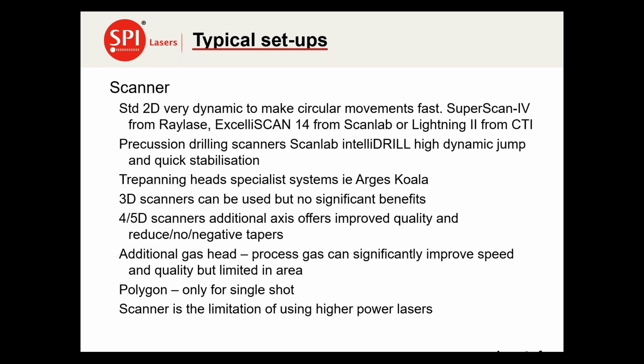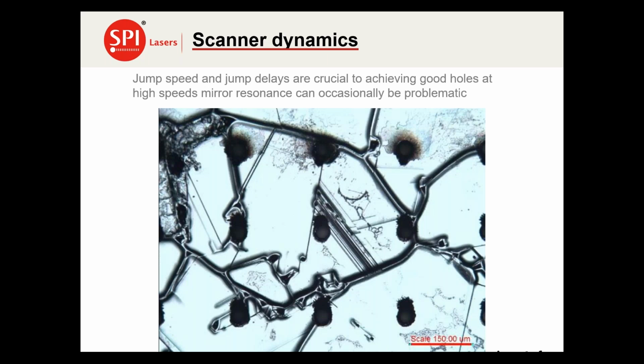More complex scanning solutions such as polygons can be used if you can achieve perforation in a single shot. These are not very good for going over the same area many times, or also for doing non-straight lines effectively. So basically, the scanner is at some point the limitation in terms of using some of the higher power lasers. The scanners tend not to be able to move fast enough to keep up with some of the capabilities of the laser power. So we find that typically we tend to use quite low average power lasers to do most or many of the applications.